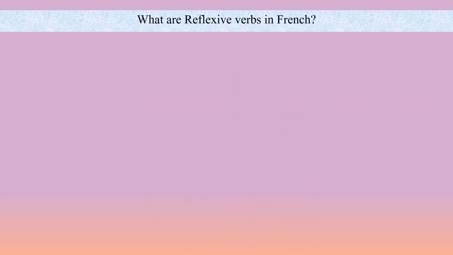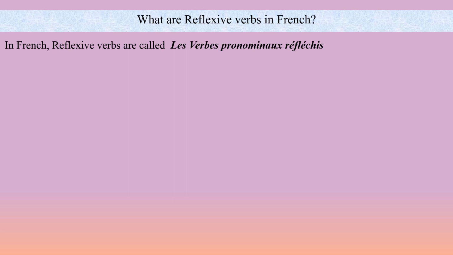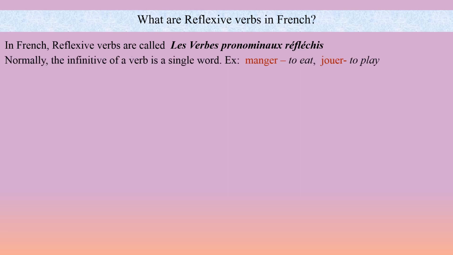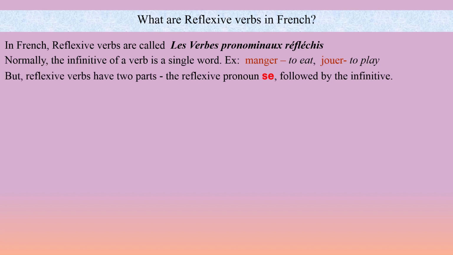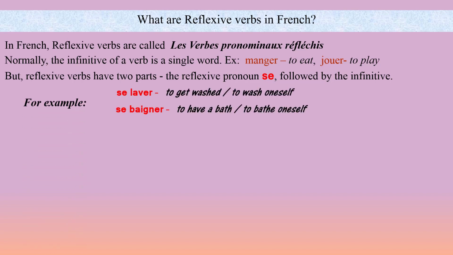What are reflexive verbs in French? In French, reflexive verbs are called les verbes pronominaux réfléchis. Normally, the infinitive of a verb is a single word. For example, manger, to eat, jouer, to play. But reflexive verbs have two parts: the reflexive pronoun se followed by the infinitive. For example, se laver, se baigner, se doucher.